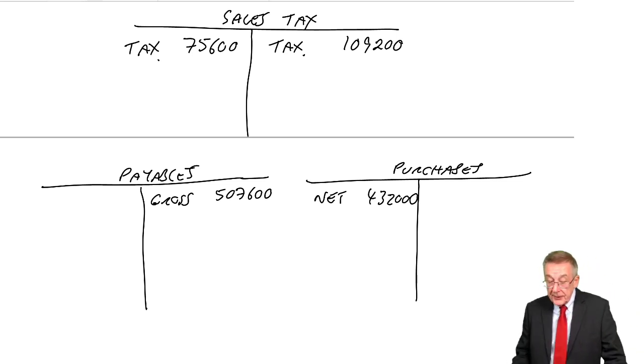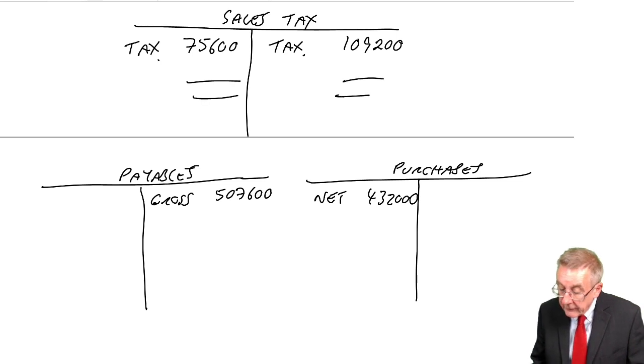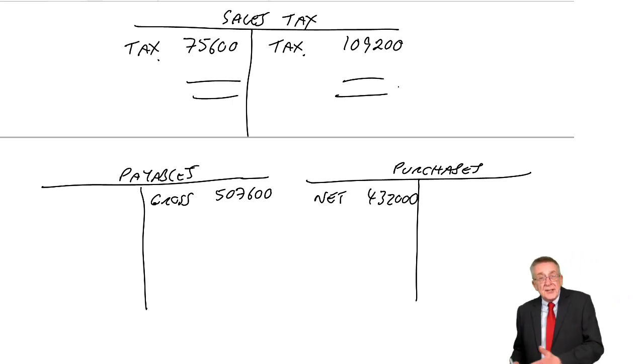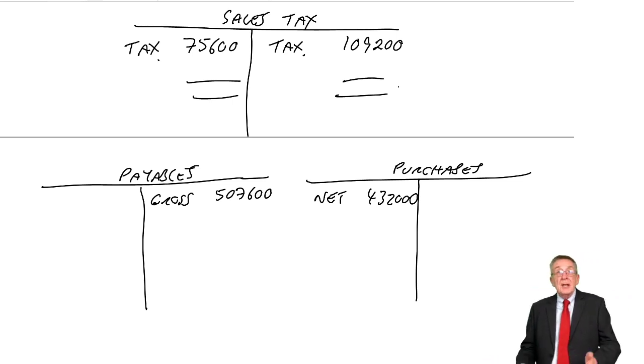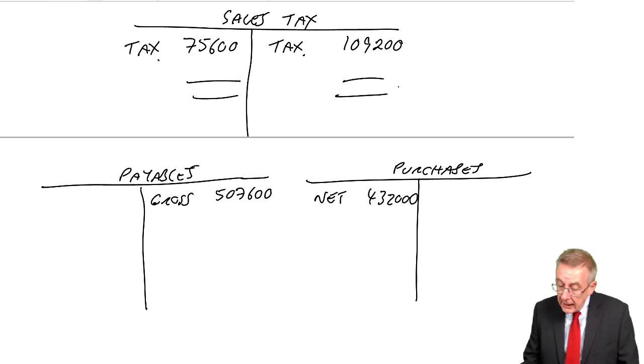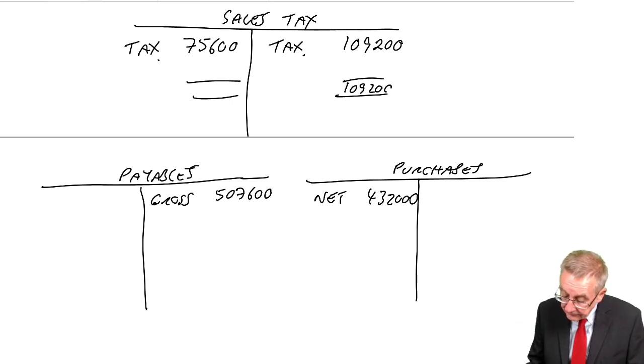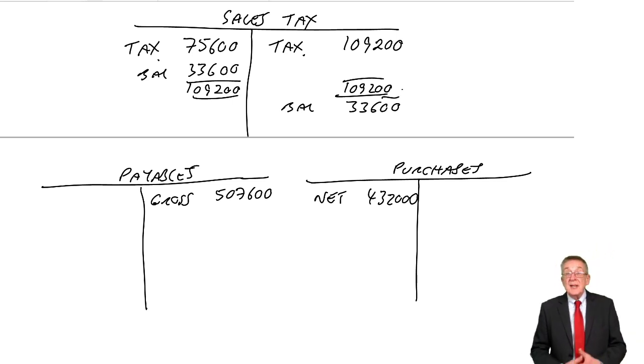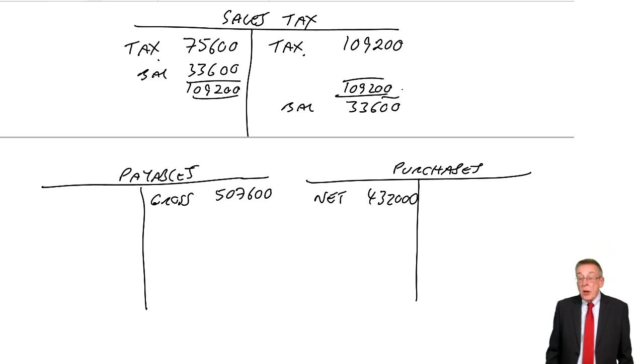The sales tax account we've credited with the tax we've charged customers, which is owed to the state. We've debited with the tax that we've suffered when we were buying goods, which we can set off. The balance remaining, I hope my arithmetic's right, 33,600. It's a credit balance, it's owing to the state.